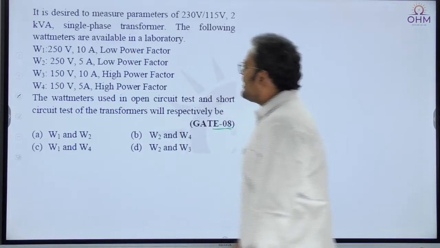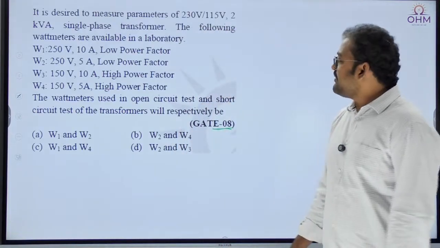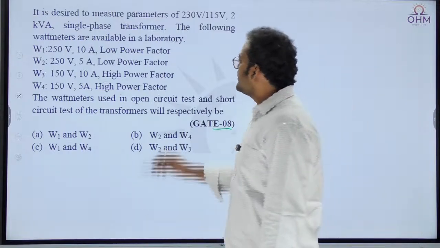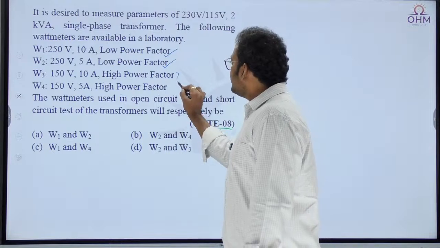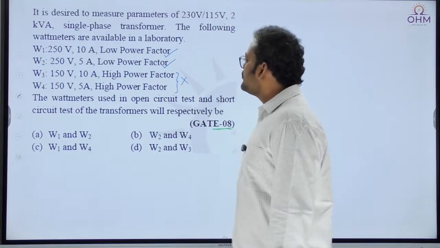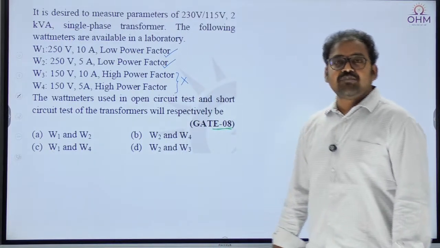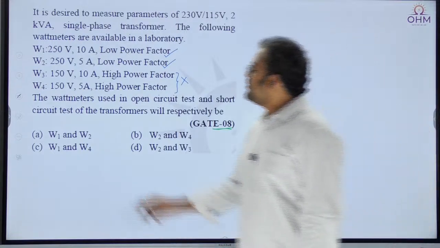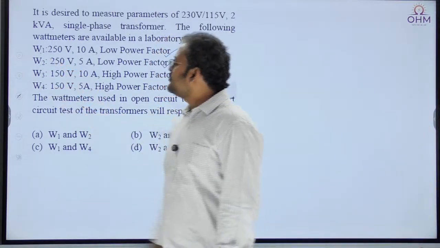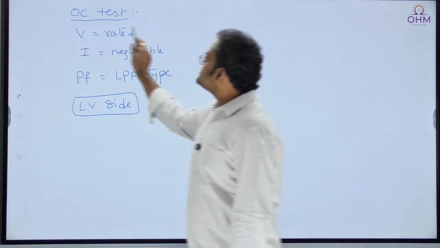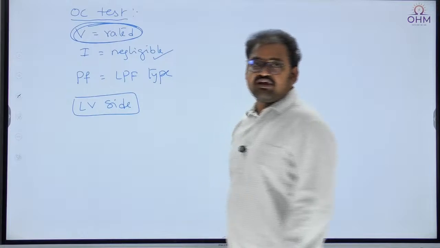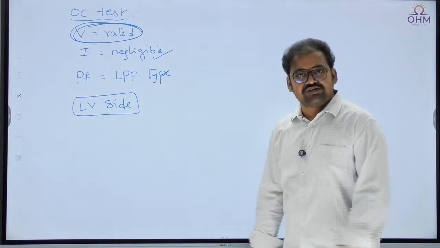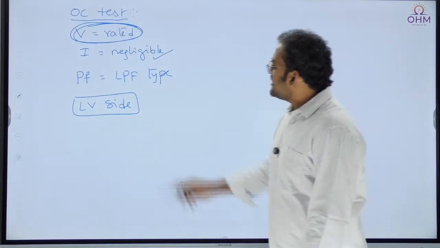Therefore, if you come back to the question, which are the only wattmeters with low power factor? Yes, W1 and W2. W3, W4, I can't use for the OC test. Why? Because they are high power factor type. So you need to decide between W1 and W2, where I need to check the voltage rating. Current rating I need not check. Why? Because current is negligible during the OC test.